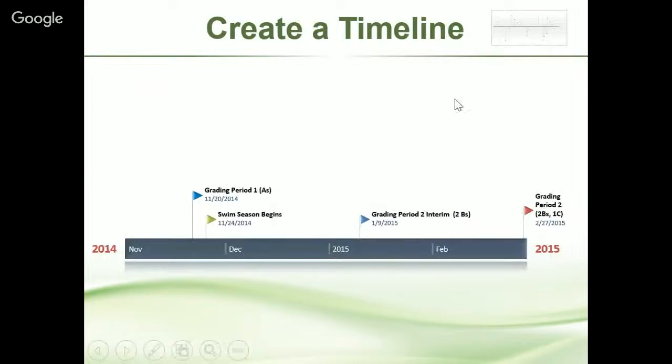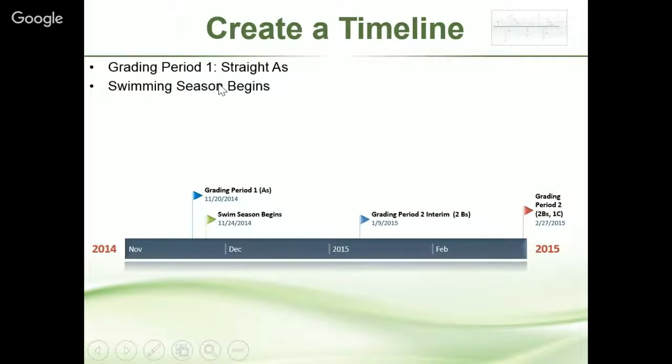First thing is create a timeline. So the first grading period, he got straight A's, which is what he usually does. Swim season begins, as it does every year. Your son's been a swimmer since he was very little. Now he's a teenager. He's on swim team, happens every year.